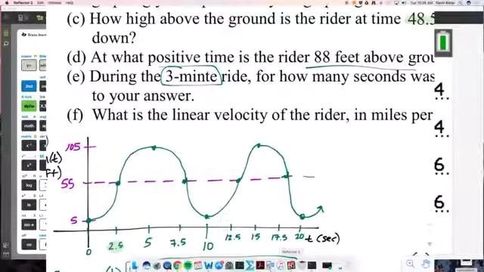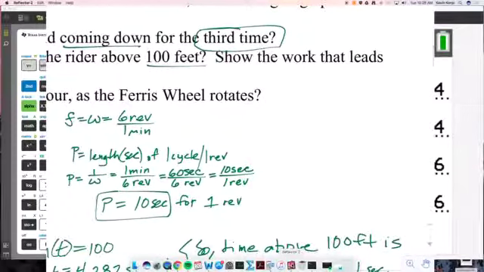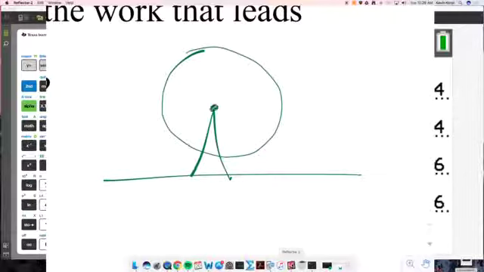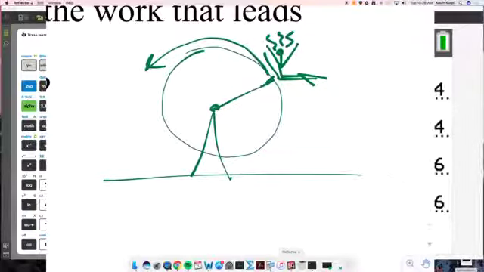Part F, what is the linear velocity of the rider in miles per hour as the Ferris wheel rotates? So I am no artist by any stretch of the imagination, but you are on the Ferris wheel right here. There's your head. Your arms are in the air because you're having a good time, and you're sitting down in a chair, right? And now notice your hair is blowing in the breeze because you're rotating through space on a 55 radius Ferris wheel up to heights of 105 feet above ground with loose bolts. And you want to figure out what the linear velocity is, in miles per hour.